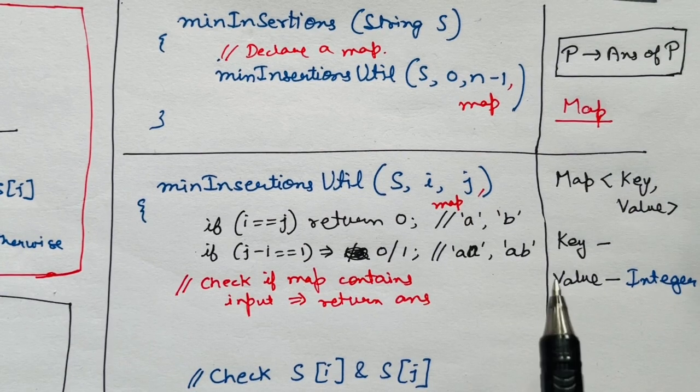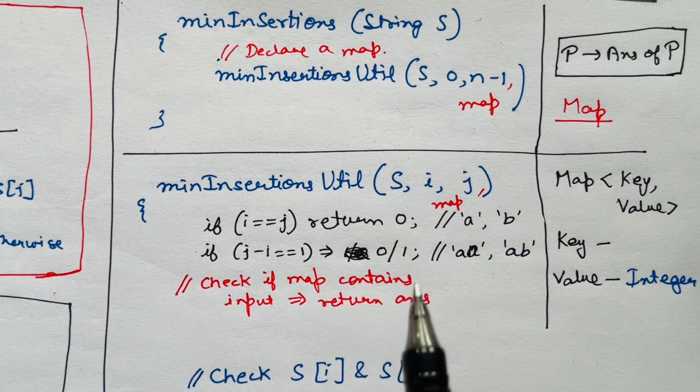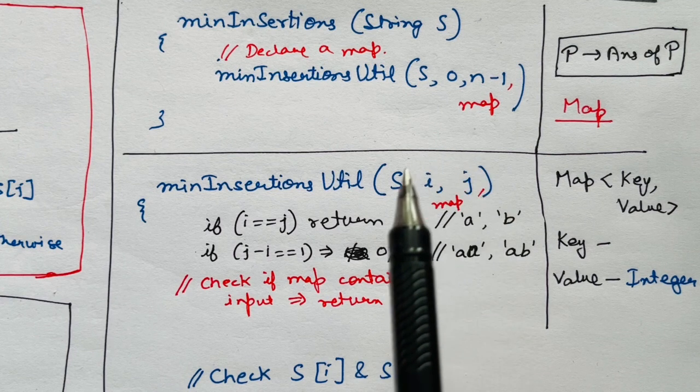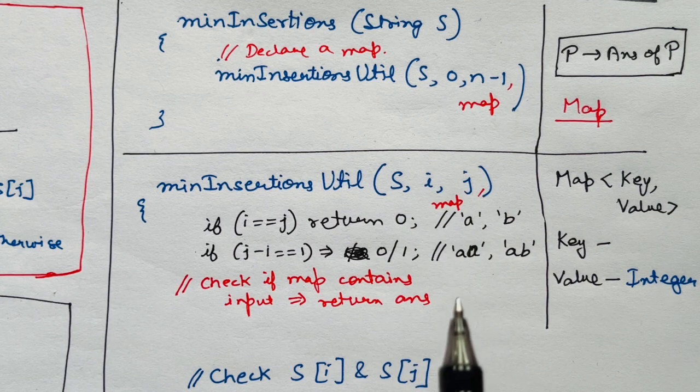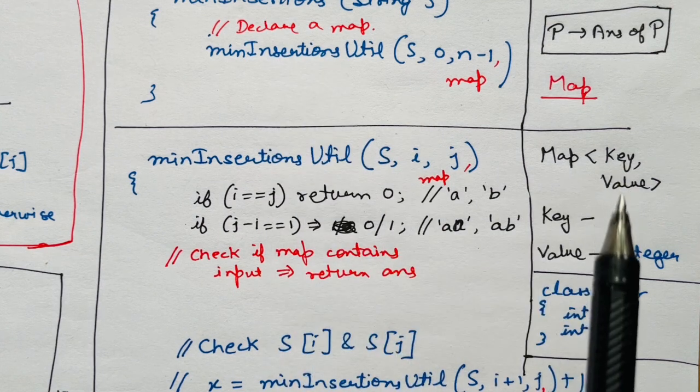The key must represent the input. Now S does not change with every recursive call. It remains the same. What changes is I and J. So we have to represent I and J together in one single data type. Can we do that with existing data types? No, we cannot. So we will need to use a new kind of data type, such as a pair. So we will have to define a new custom class called pair, which will have these two members, int I and int j. Once we have that, we can declare the map of pair, integer.